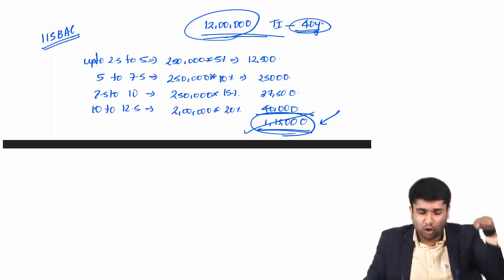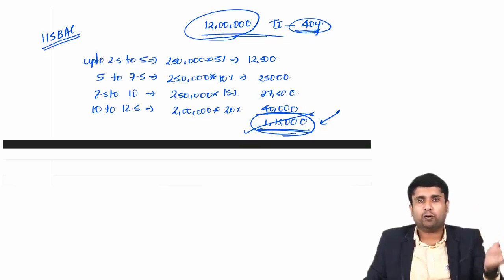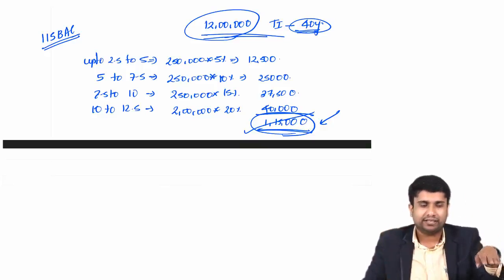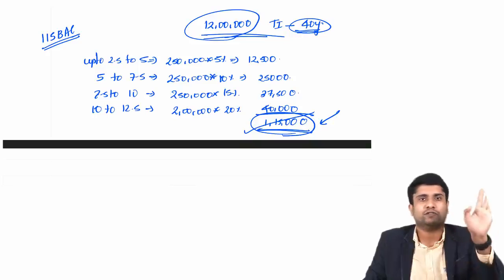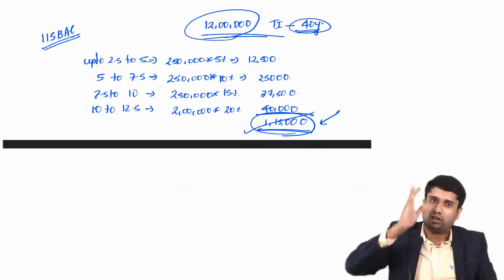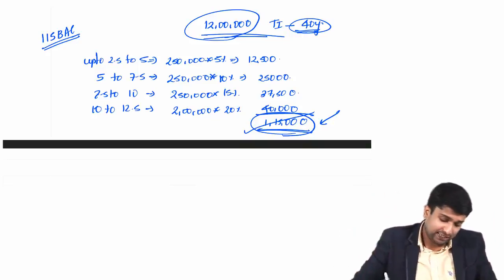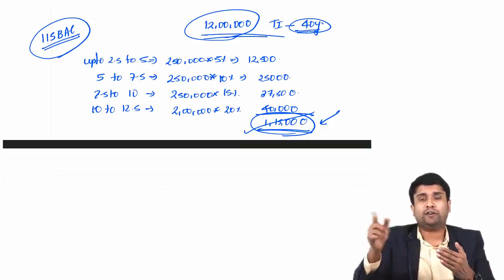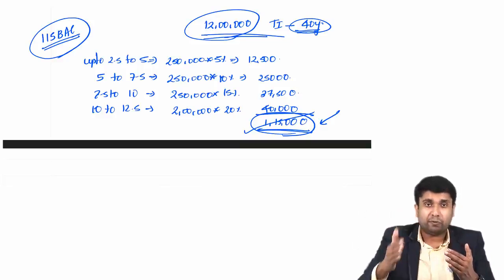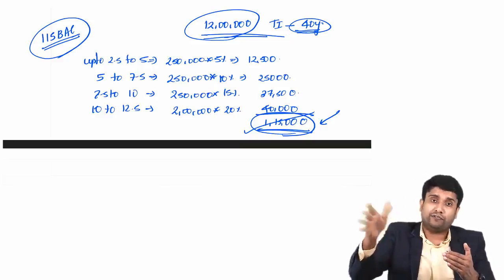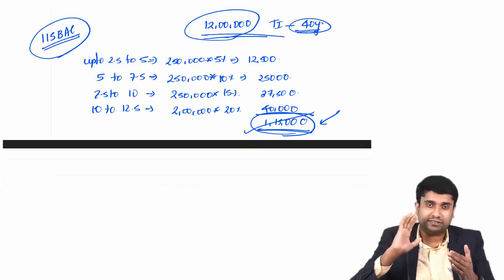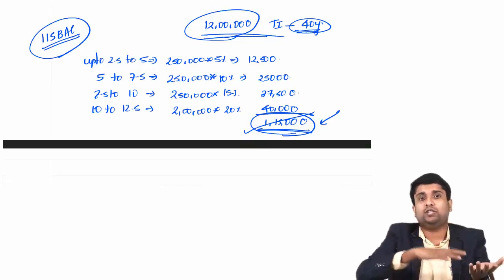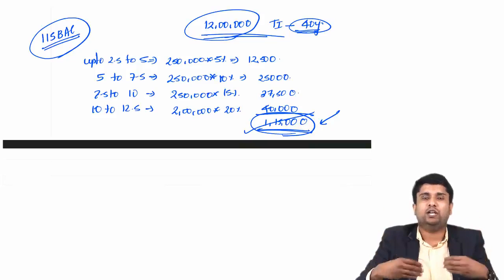And if you think your normal slab rates, that is up to 2.5, 2.5 to 5, 5 to 10, 10 and above, which I'll call normal slab rates, are beneficial, then you can make use of the normal slab rate. Always you need to compare your total income with the new slab rates. And what is the new slab rate? The slab rate which is mentioned under 115BAC. Up to 2.5, 2.5 to 5, 5%, 5 to 7.5, 10%, 7.5 to 10, 15%, 10 to 12.5, 20%, like that. So you always need to compare your normal as well as the new slab rates, and whichever is beneficial, you can apply.